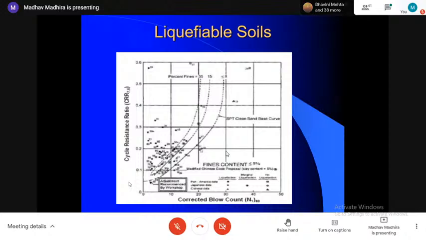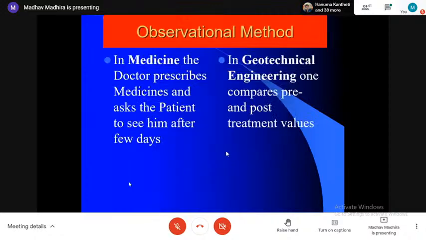Again, the second thing is the fines content. If the fines content, that means silt and clay, is less than 5%, liquefaction is very high. So the 5% curve is to the right, 15% is to the left, and 35% is even much to the extreme. So you can see that if you have N values less than 10, it's a very serious problem. Above 20, very little problem, and 10 to 20, you have to think of some intermediate values too.